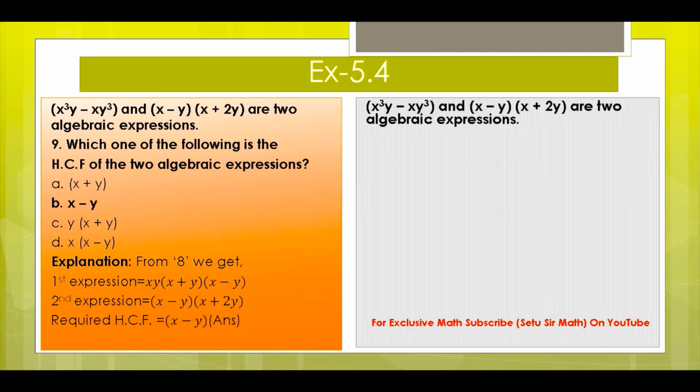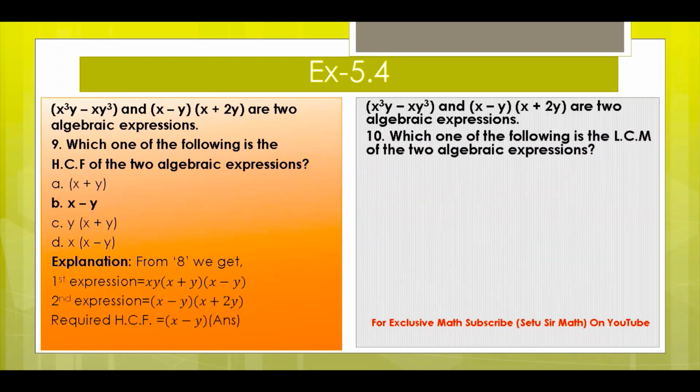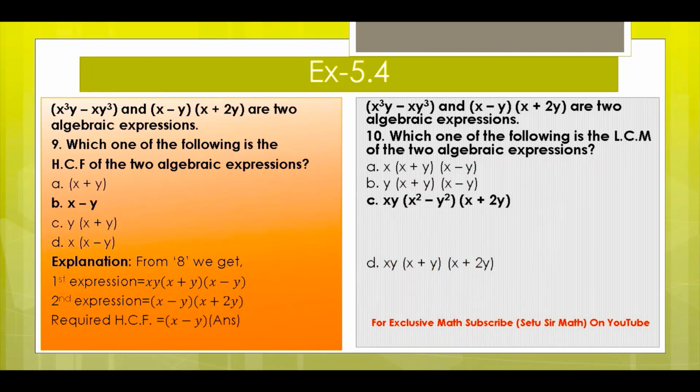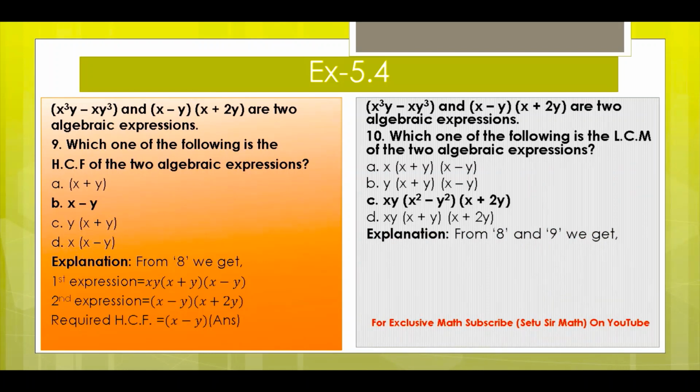So number 10, these are the two algebraic expressions. Which one of the following is the LCM of the two algebraic expressions? These are the options. Option C is our desired answer. So let's see the explanation. From 8 and 9 we get the first expression equals xy into x plus y into x minus y, and from 9 we get the second expression x minus y into x plus 2y.